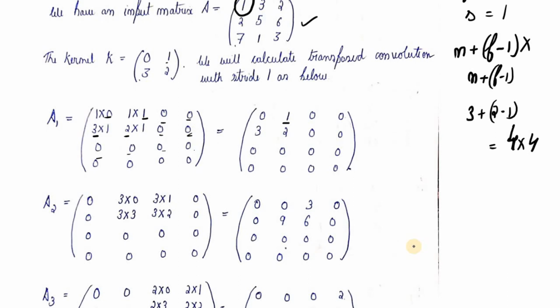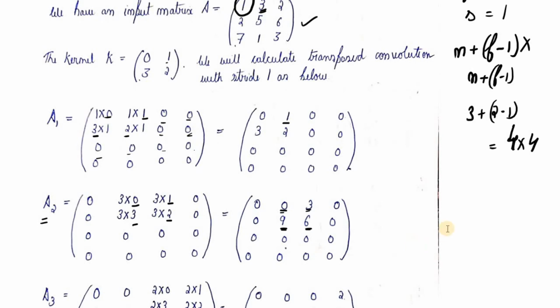Now let's proceed with the calculation of the second matrix. I do the same thing: I take the kernel and write it over here while initializing everything else to 0. Let's see what the second element, or I12, over here is, which is 3. Then I multiply all the elements of the kernel with 3 to get 3 into 0 as 0, 3 into 1 as 3, 3 into 3 as 9, 3 into 2 as 6.